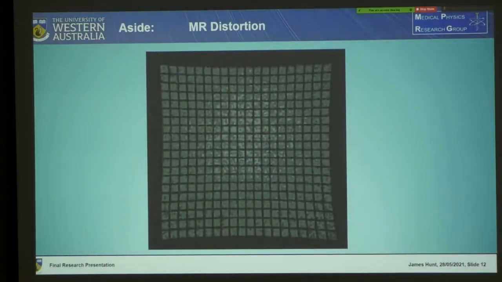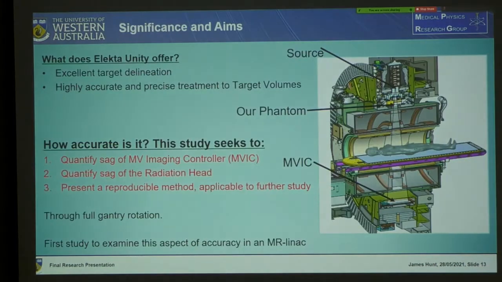I mentioned distortion as well. Here's an example of what should be a square field distorted by the non-uniform magnetic field. As much as we try to keep it uniform, you can't. That's very difficult. So that's something that has to be accounted for in treatment planning.